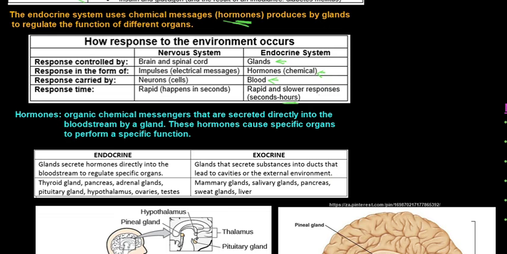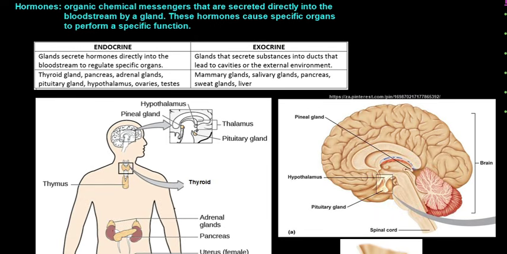So looking at what the definition of a hormone is. Hormones are organic chemical messengers that are secreted directly into the bloodstream by a gland. These hormones cause specific organs to perform a specific function. So we know that the human body is made up of organs, and these organs are made up of tissues, and these tissues are made up of cells, and all of these are controlled by the nervous system and then the endocrine system.